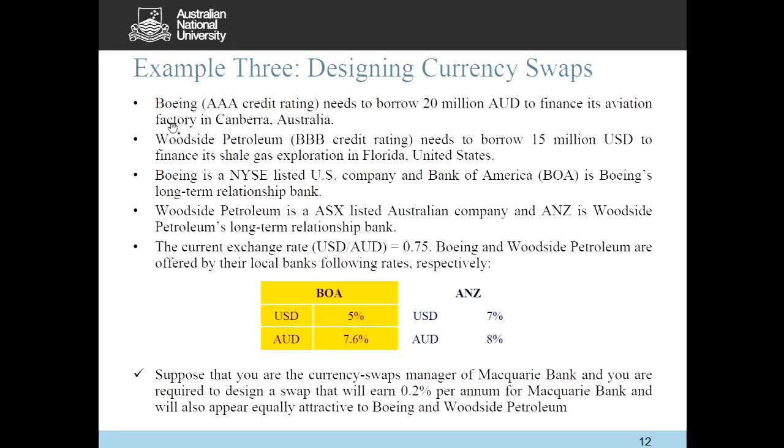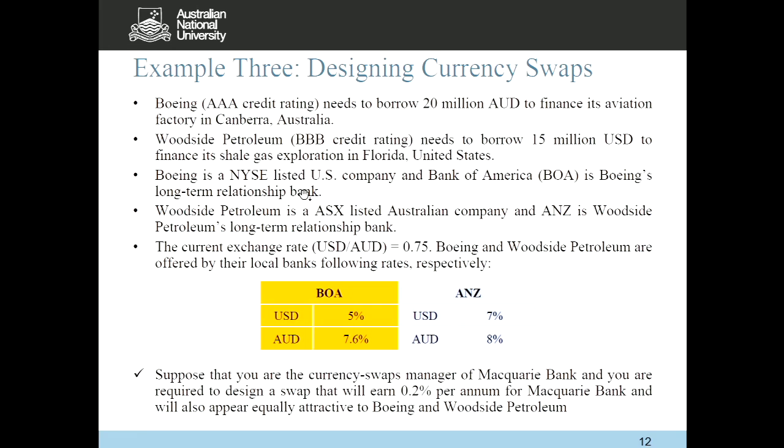And the second part says Woodside Petroleum, a BBB rated Australian company, is going to borrow $50 million to finance its shale gas exploration in Florida, United States. So we have an Australian company that's going to do an exploration expedition in the United States, which means this company, Woodside Petroleum, is going to incur US dollar denominated expenses. And in the future, that shale gas exploration will generate US dollar denominated income.